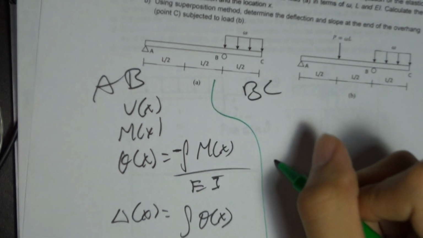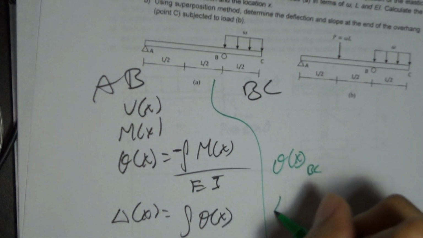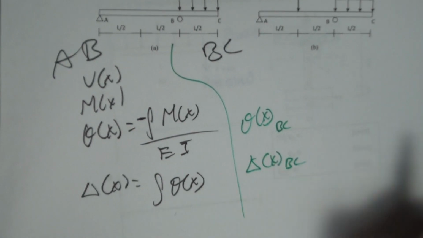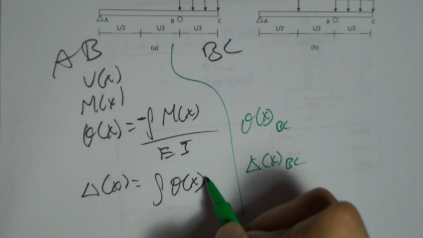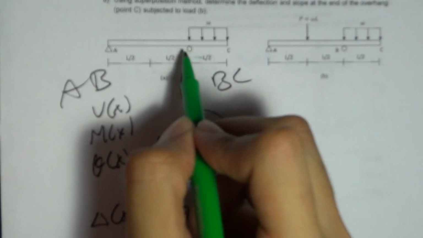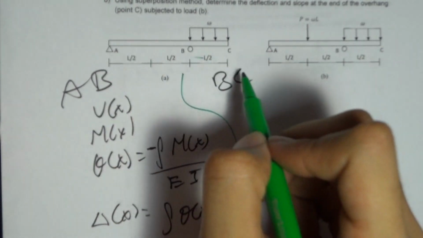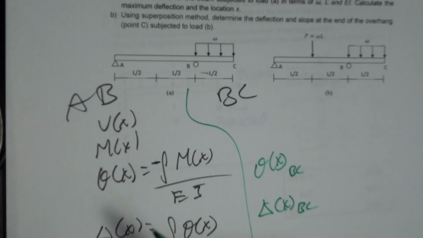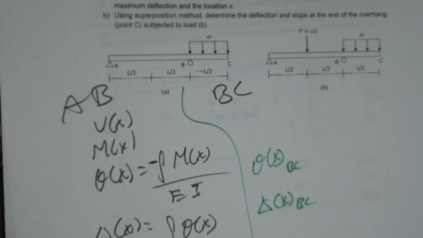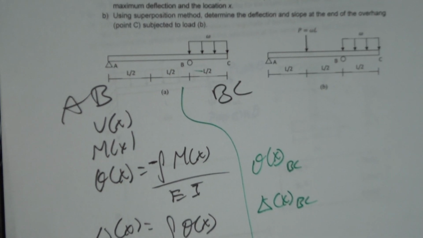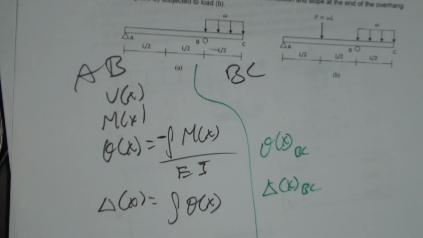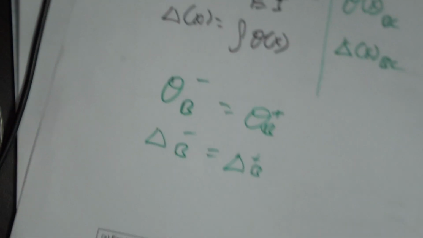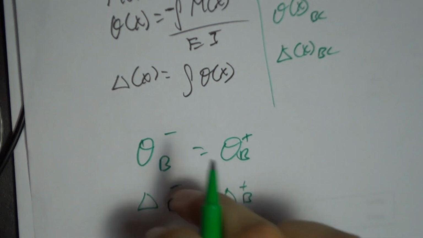So go all the way down here till you have theta of x for BC and delta of x for BC. And once you've gone this far, you can get rid of some of your unknowns through compatibility. So you know that the rotation on AB, the beam has to be smooth. So your slope on the left, theta B minus has to equal theta B plus. And you know that your delta B minus equals delta B plus. And all this means is that your rotations and deflections have to be the same on either side.